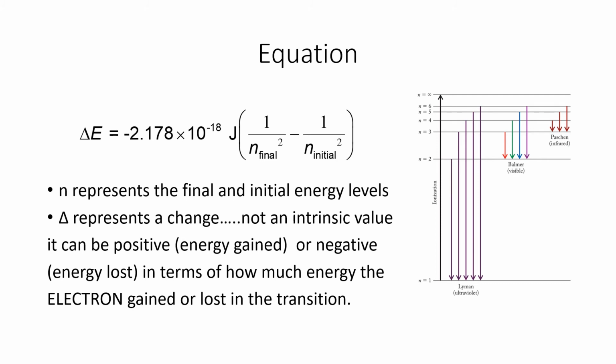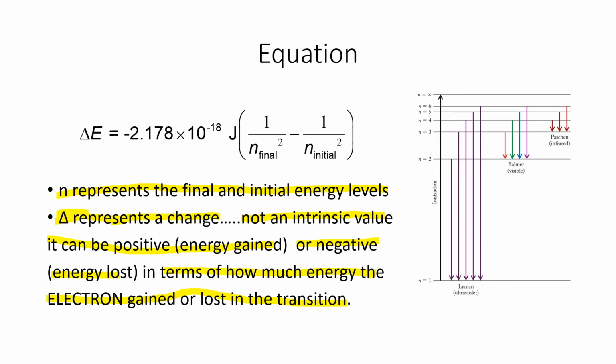Let's look at this equation a little bit. n represents the final and the initial energy levels. That triangle, that Greek letter delta, represents a change, a difference. It's not an intrinsic value. It's not the total energy the electron has. Instead, it's a change. How much did the electron change in this process? It can be a positive value, which would represent energy gained, or it could be a negative value, which would represent energy lost in terms of how much energy the electron gained or lost in that transition.